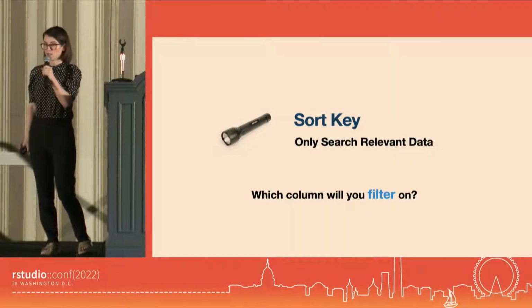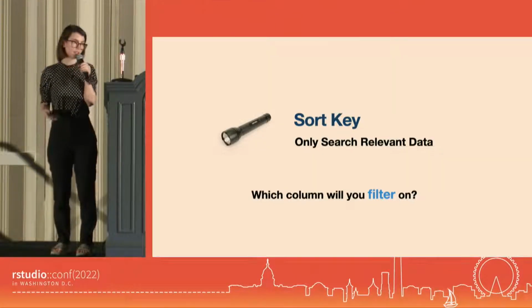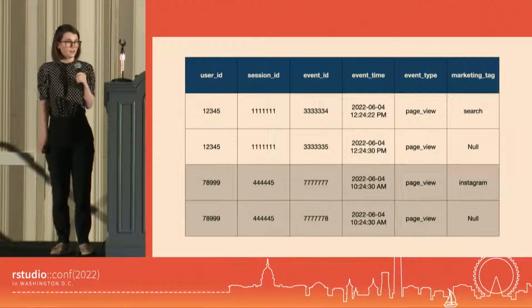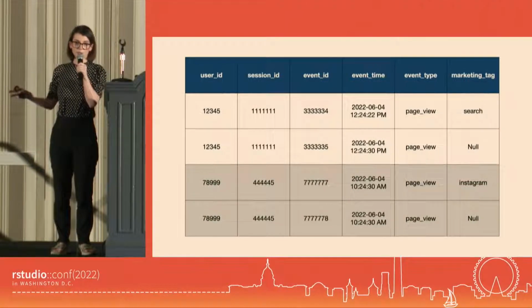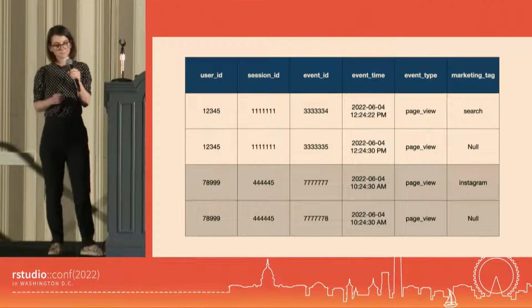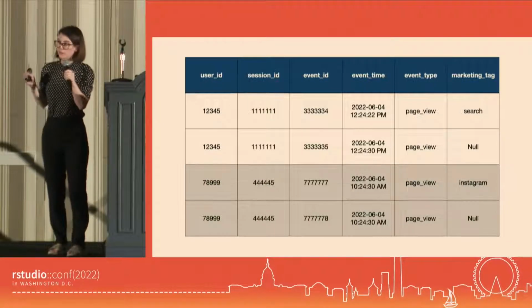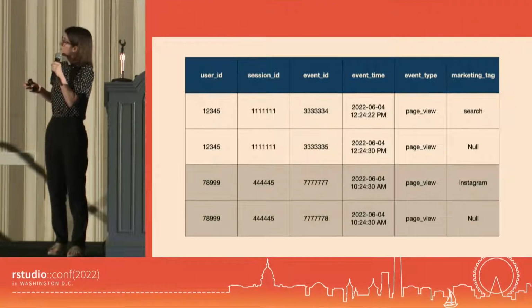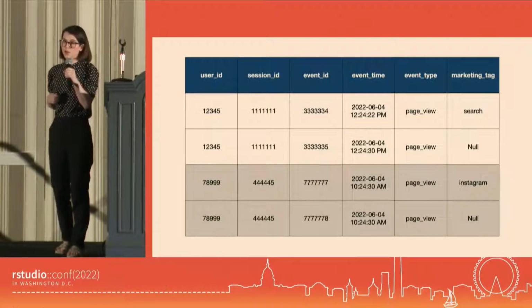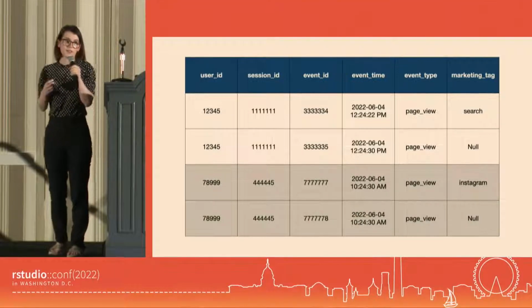To decide on a sort key, you think about which column you will filter on. A lot of times that's a date. This is an example of the data set that I was working with on that fateful night when I ruined everything. There's a user ID, a session ID, an event ID, and an event time. There's also an event type and a marketing tag.